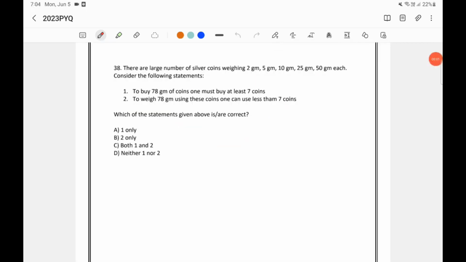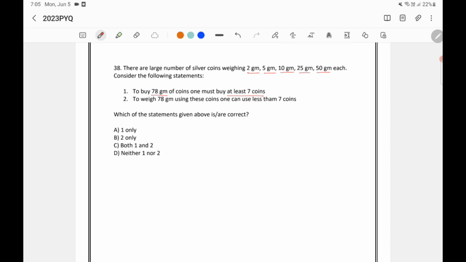So let's look into the next question. There are a large number of silver coins weighing 2 gram, 5 gram, 10 gram, 25 gram, 50 gram each. Consider the following statements. To buy 78 grams of coins, one must buy at least 7 coins. So let's see what we can do here.